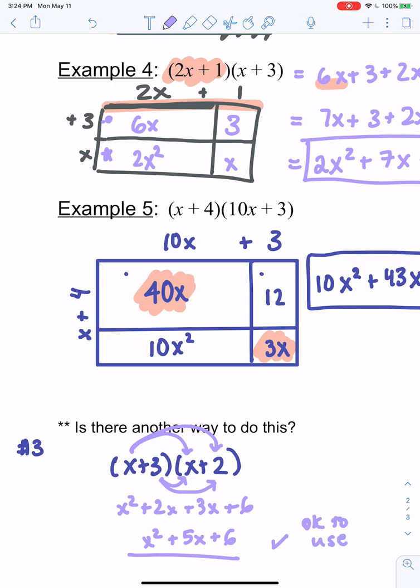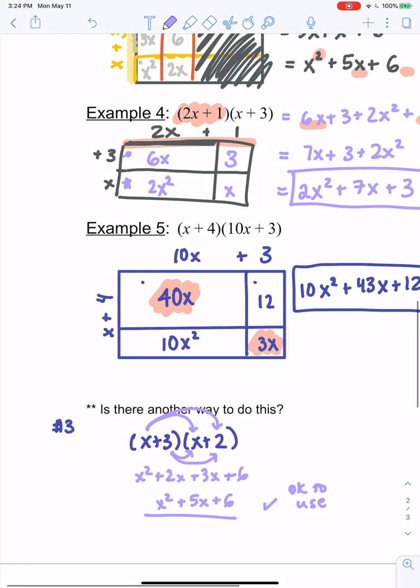If you are looking at this video and you're saying, I've never seen this before, don't worry about it. The area method is just fine. So doing this kind of factoring and expanding is fine to do as well.